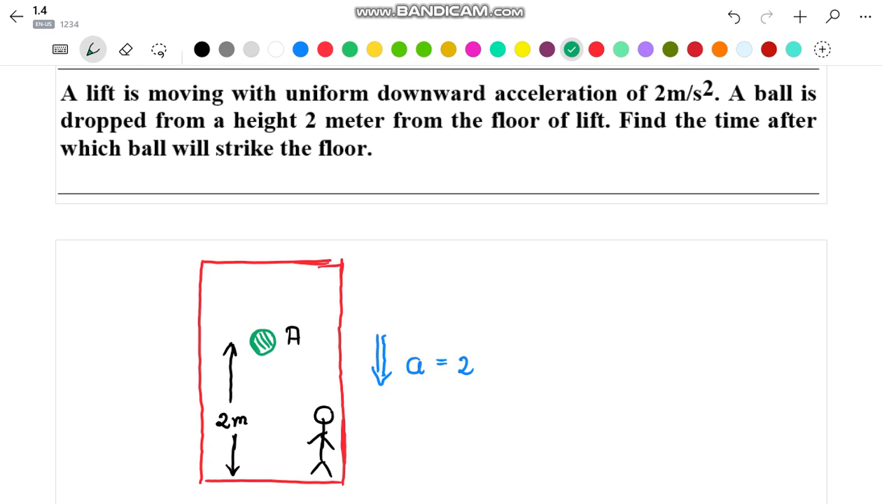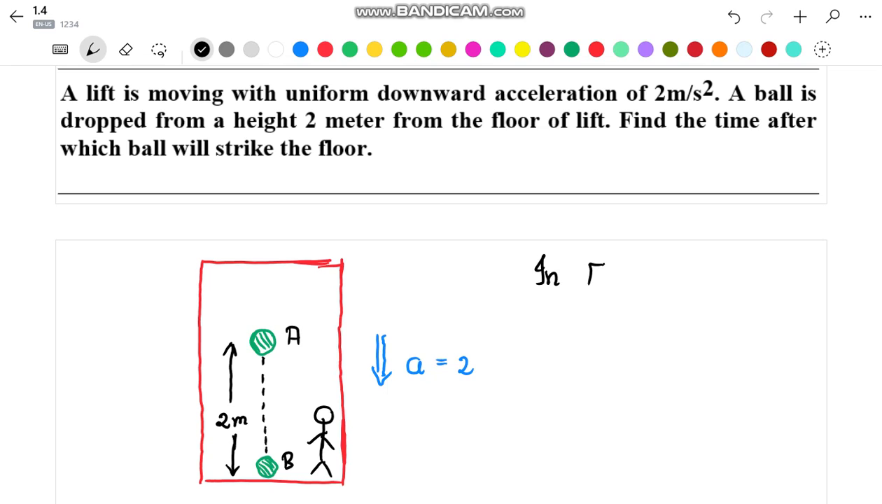This is the initial position of ball, and in frame of reference of lift we have to find the time taken by the ball to reach from A to B. We have to find the value of this time taken by the ball to reach from A to B. So I am making all the observations in frame of reference of lift. I will be using the concept of relative motion for this particular problem.